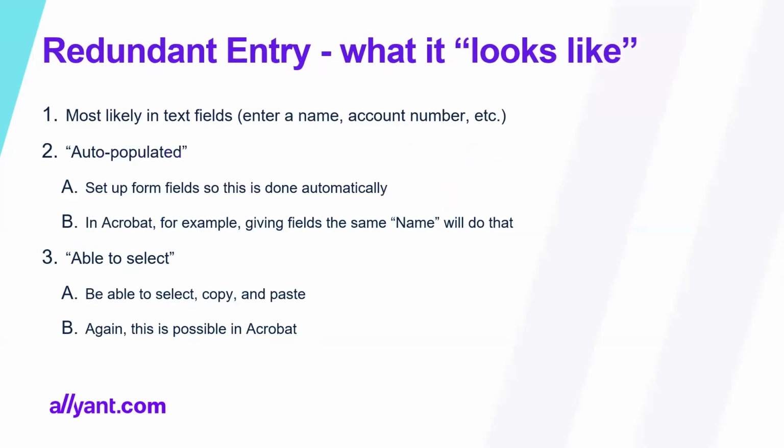But let's talk about the auto-populated and then able to select requirements for redundant entry, right? Now, again, this is most likely going to be your text fields in fillable forms, right? Somebody enters their name or their account number, and then you want that to appear on subsequent pages, right? Or elsewhere in the document. Auto-populated, right? And somebody enters the account number once, and then it automatically fills in the other account number boxes. This can be done, and it's actually really easy to do. For example, in Acrobat, if you name text fields the same thing, then when you fill one out, they're all going to get that same answer that you just put into the text field, right?